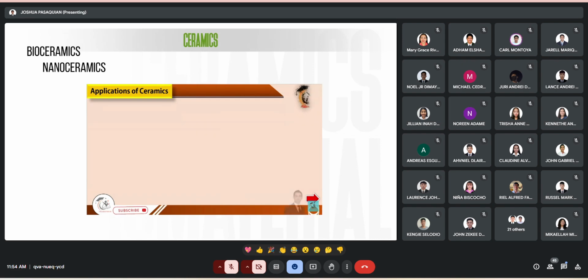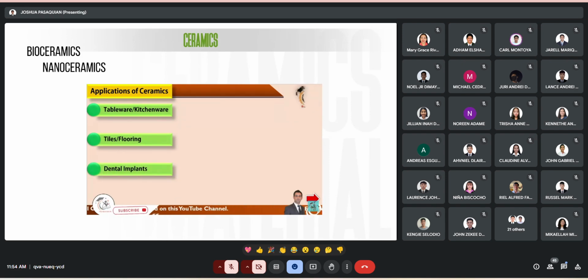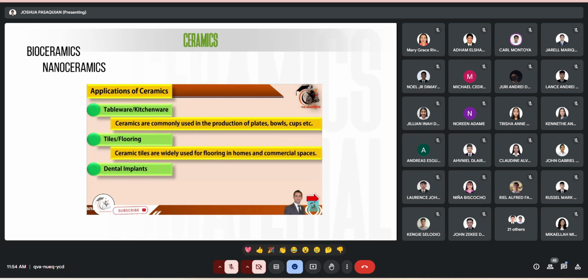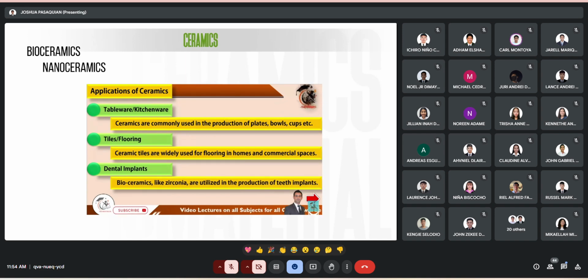Ceramic materials have applications in the field of tableware or kitchenware, like utensils that we use on our dining table or in our kitchen. And then its applications are in tiles and flooring and dental implants, like tooth replacement. In tableware or kitchenware, ceramics are commonly used in the production of plates, bowls, cups, etc. And in tiles and flooring, ceramic tiles are widely used for flooring in homes and commercial spaces. Dental implants, bioceramics like zirconia are utilized in the production of teeth implants. Like we replace our damaged teeth with teeth that are made with ceramics, and they look and work like natural teeth. So these were the applications of ceramics.